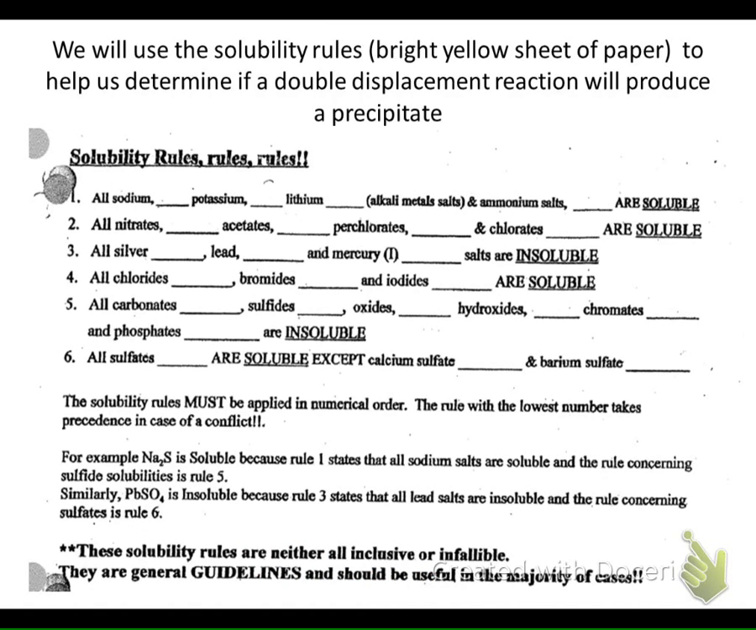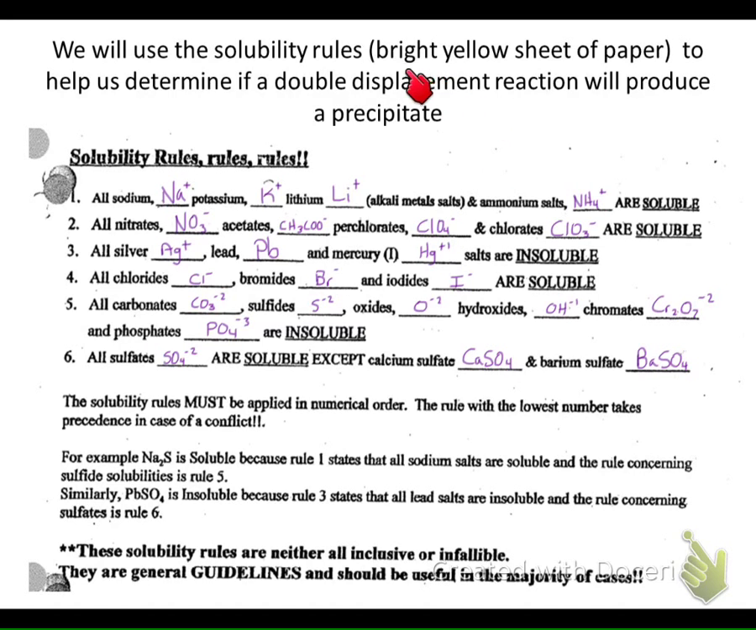Alright, here's our solubility rules. What I would do is pause the video and write in all of those ions so it helps you recognize them a little bit better. Alright, hopefully you've written in all of your ions here, and the solubility rules are on the bright yellow sheet of paper, and it'll help us figure out if a double displacement reaction has produced a precipitate. So take a second and read through this, but I have some examples as well. Please note that these are neither all-inclusive nor infallible. There are always exceptions to the rule, but for the most part, these will work for what we have to do.